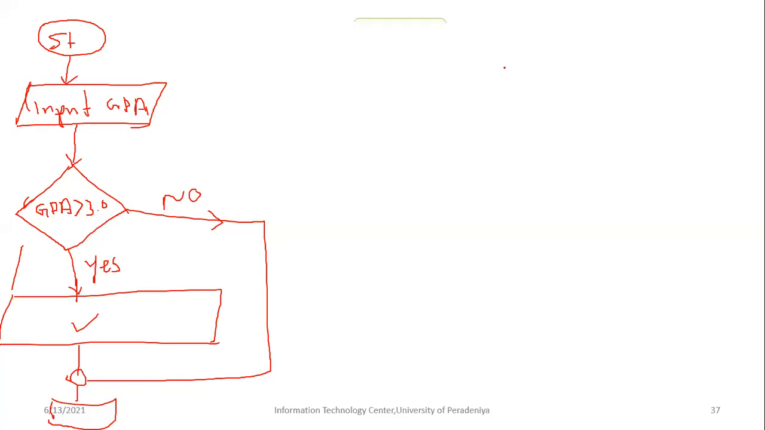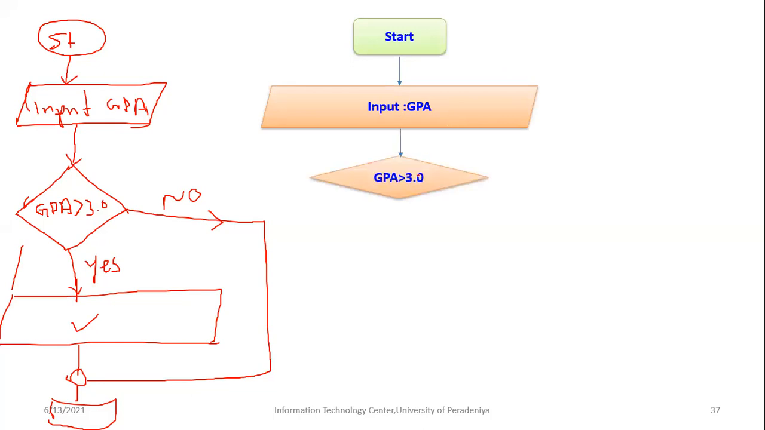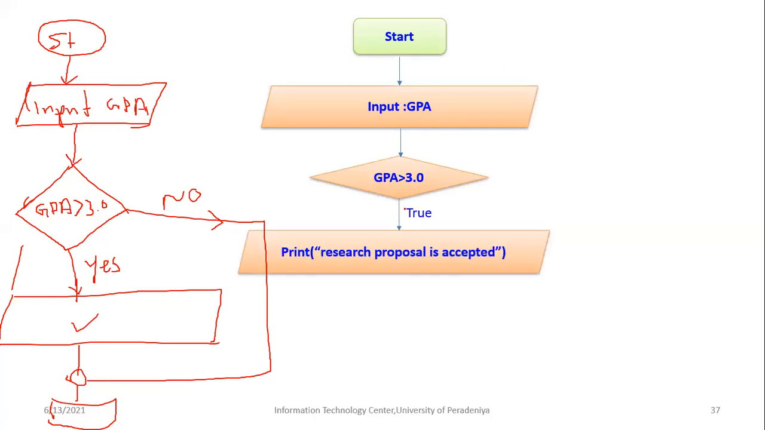So the first one is start the algorithm. The next one is input the GPA. Then we have to take the decision: GPA greater than 3. If it is true, then we print the research proposal is accepted. If it is false, then we come to here. That is, I skip this output. I skip.